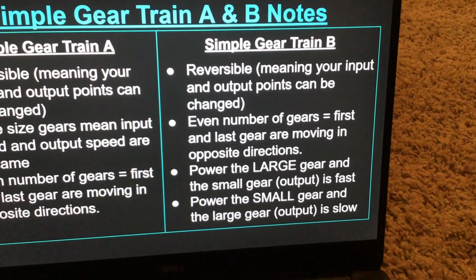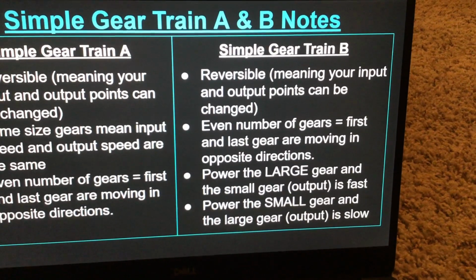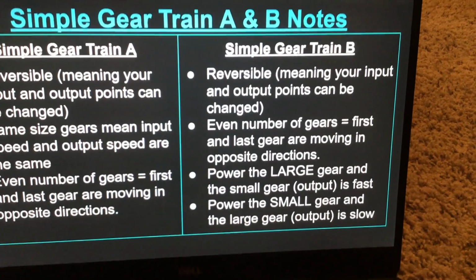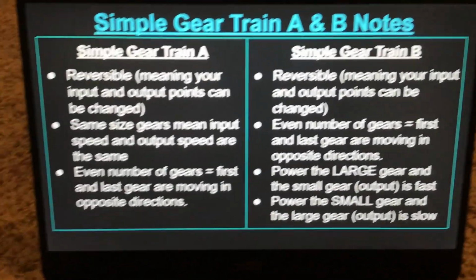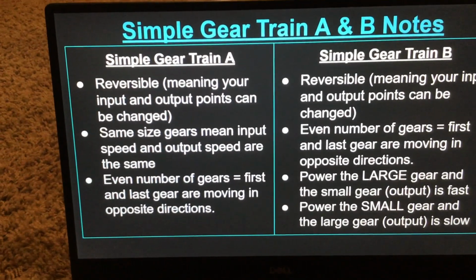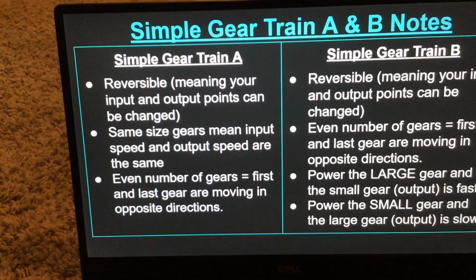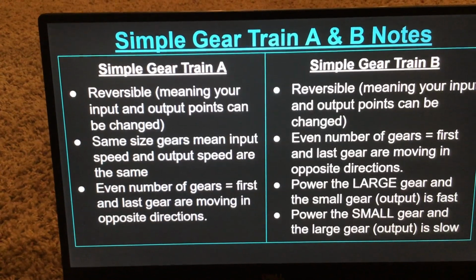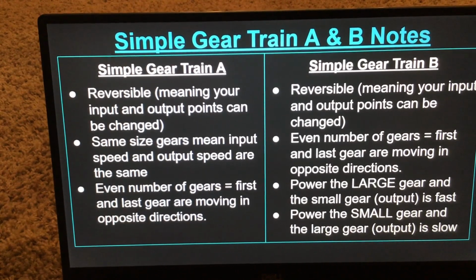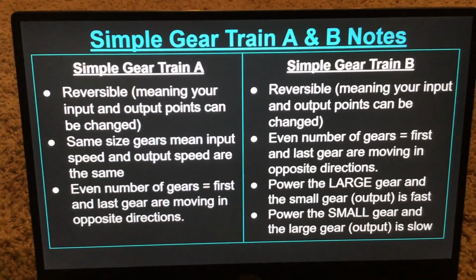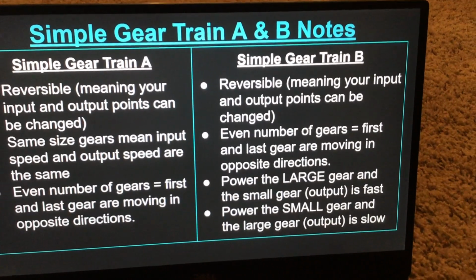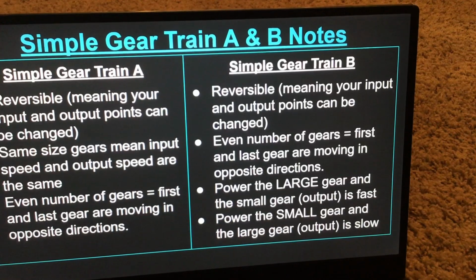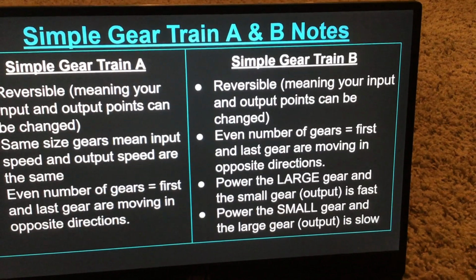The difference here now with this system is that we're going to have one big gear and one small gear. Okay, and what's important about that is before we talked about in the second bullet point under simple gear train A, that if the gears are the same size, your input and output are going to be going the same speed. Now, in this second simple gear train example, I'm going to have one bigger gear and one smaller gear.